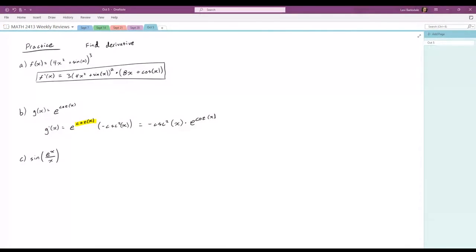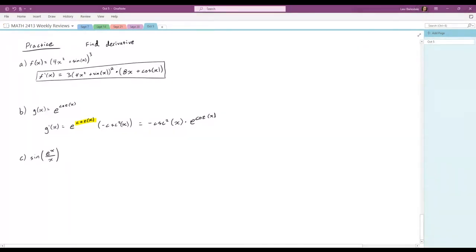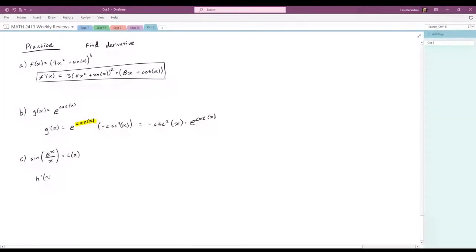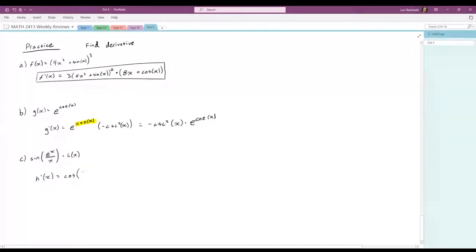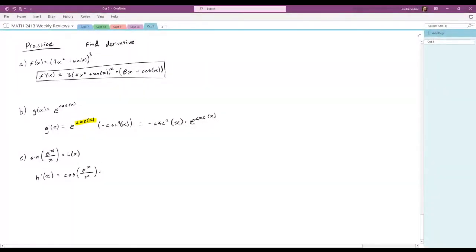Any questions? All right. Now this third one, sine of e to the x over x. For this one, I'm going to call it h of x. Well, then our derivative, h prime of x, would be our outside function is sine of x. The derivative of sine is cosine of whatever's inside. And now we have to multiply by the derivative of the inside.